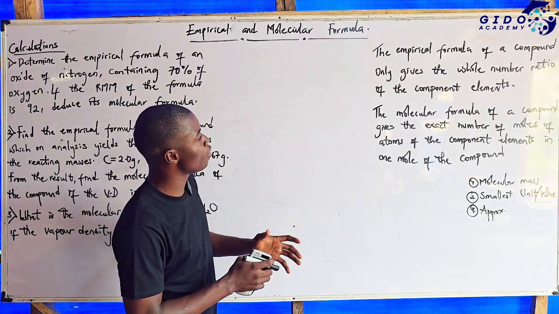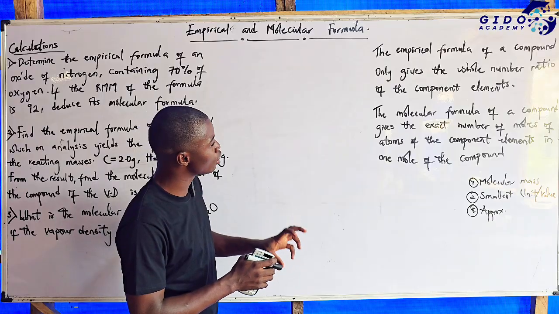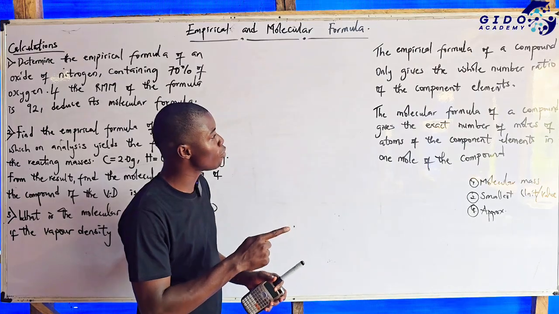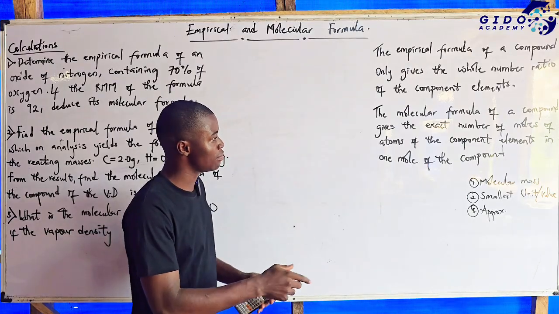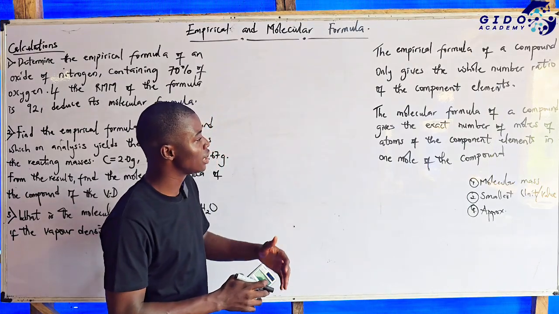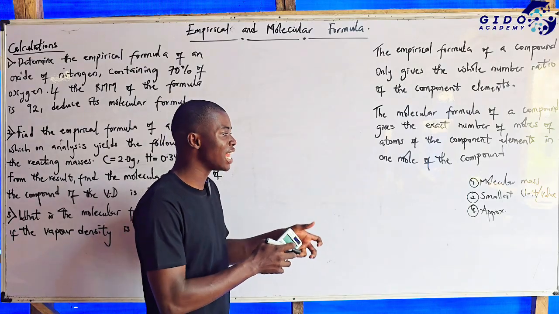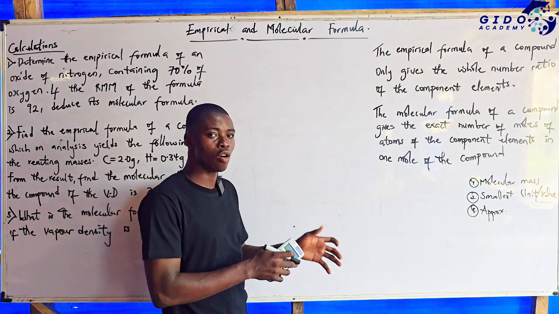An empirical formula of a compound only gives the whole number ratio of the component elements. Emphasis on the whole number ratio of the component elements. While the molecular formula of a compound gives the exact number of moles of atoms of the component elements in 1 mole of the compound.